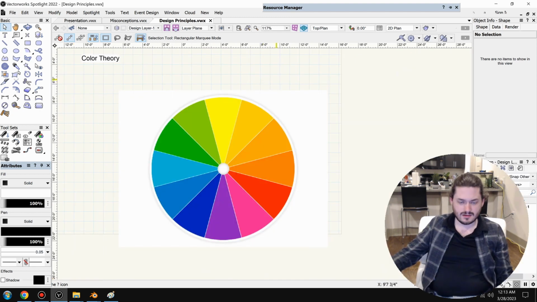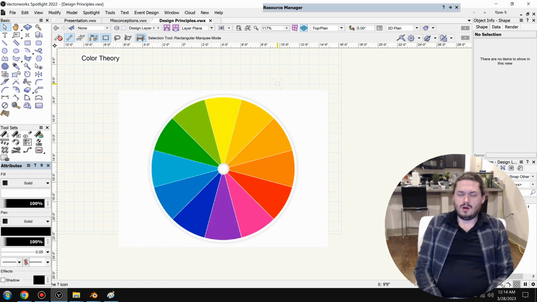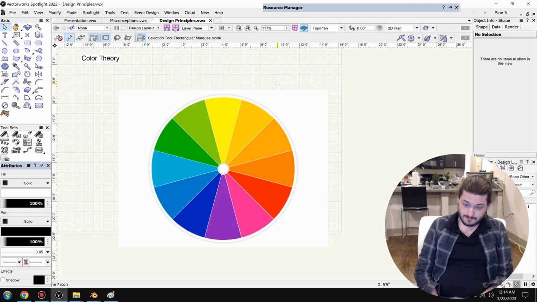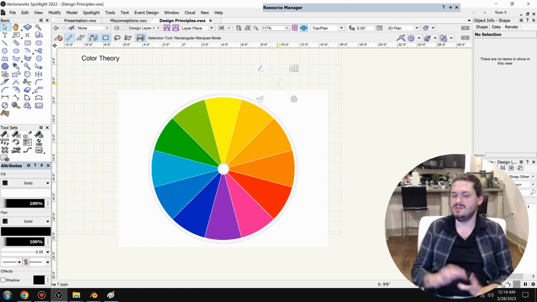Now that I've pasted a color wheel in here, we can talk about color theory. I'm making this up as I go along. I don't know if you can tell. So, color theory. There are three basic principles of color unity that I would like to touch on. But this is probably the wishy-washiest section of this design theory principles part of the video.